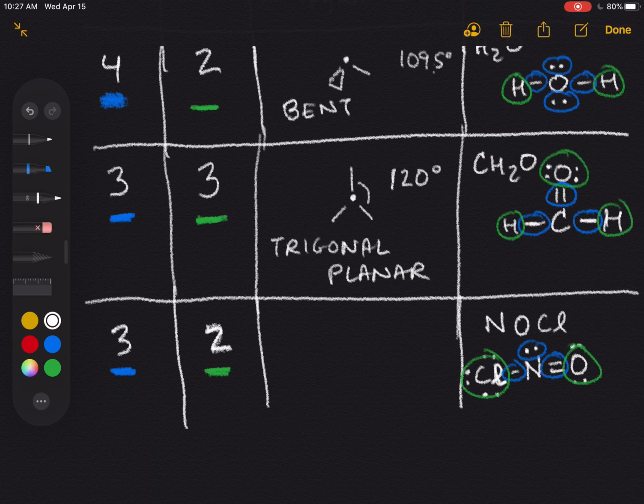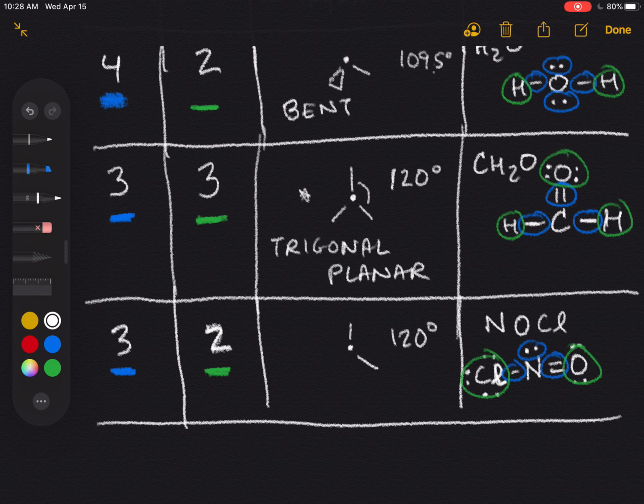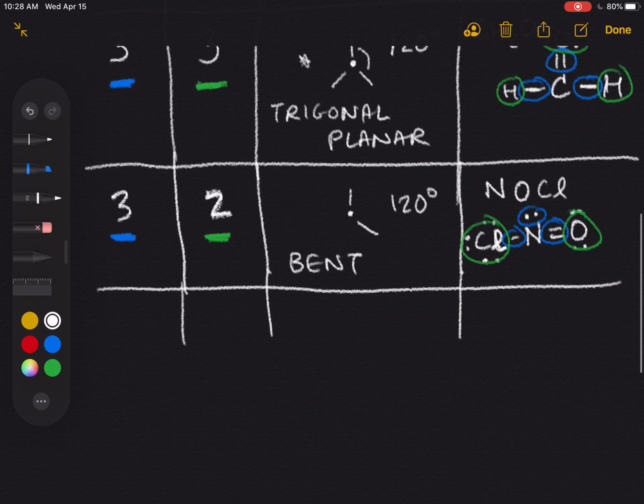So, with three electron regions and two atoms bonded, it's like we're going to knock out one of these bonds here. And so we end up with something like this. And it's going to be a little less than 120 degrees, but it's okay. And for some reason, we're going to confusingly give it the same name as another thing. It's going to be bent. And you can see that bent shape to it, so that's why it retains that.